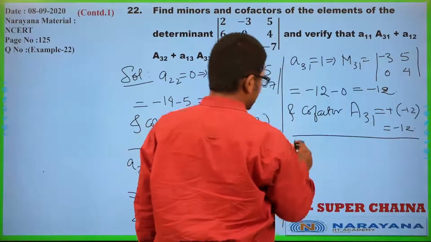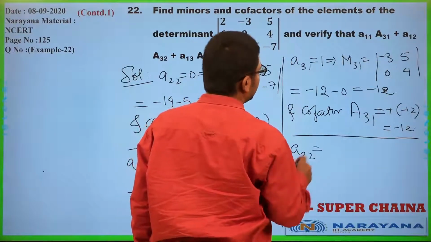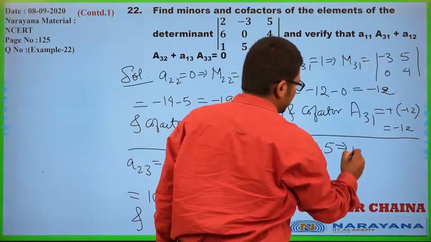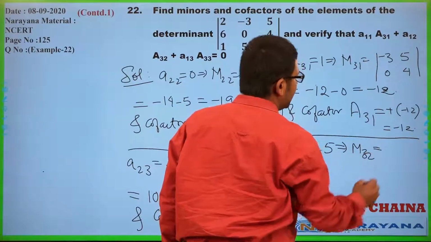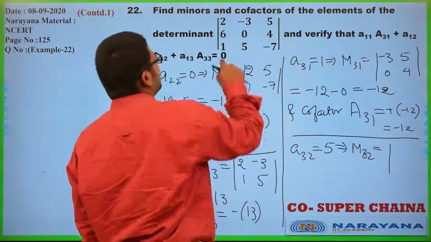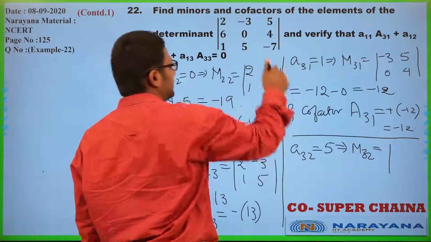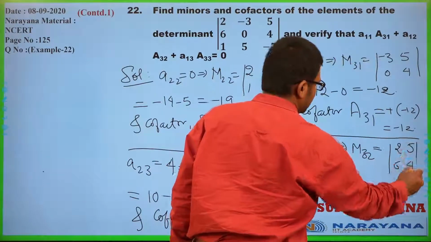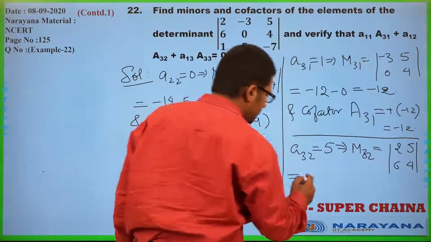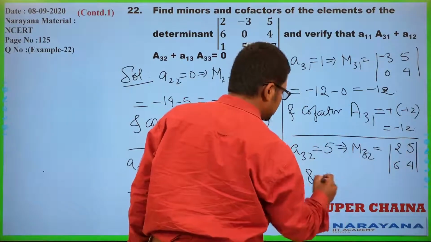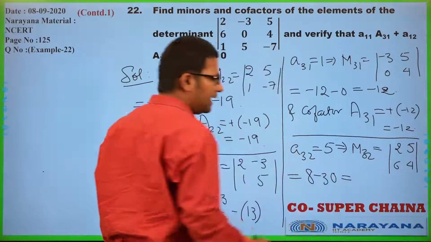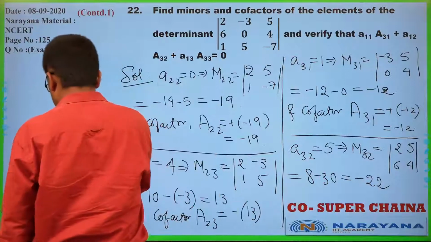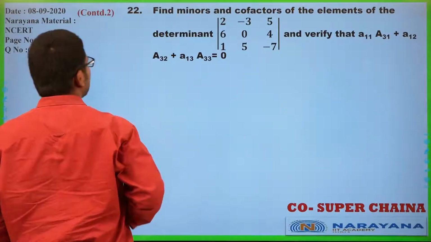And A32 is the element 5, which means capital M32 would be mod of, leave this row, this column, so 2, 5, 6, 4. Alright. So that is equal to, cross multiply, 8 minus 30. So that is minus 22. Right. Now if that is M32, what is capital A32?